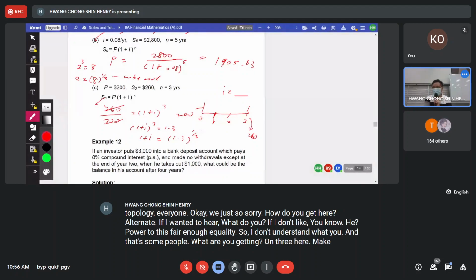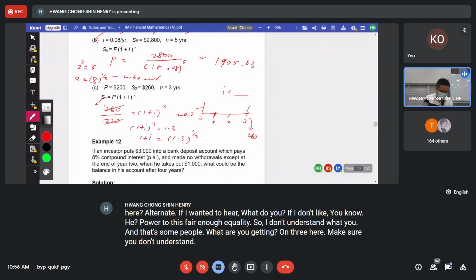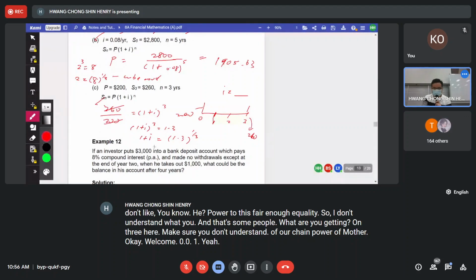Make sure you know how to use calculator. 1.3 power of 1 over 3. What do you get? 1.091. Then you minus 1. 0.091. Okay? 0.0914.